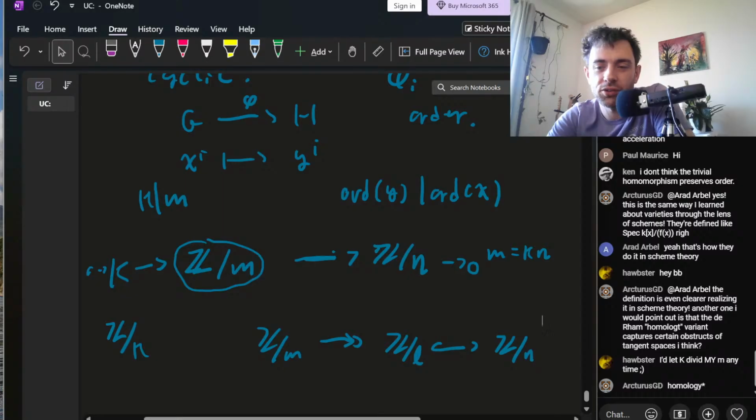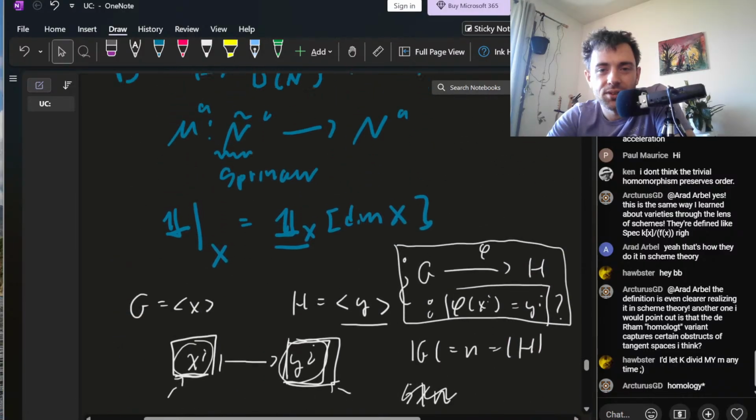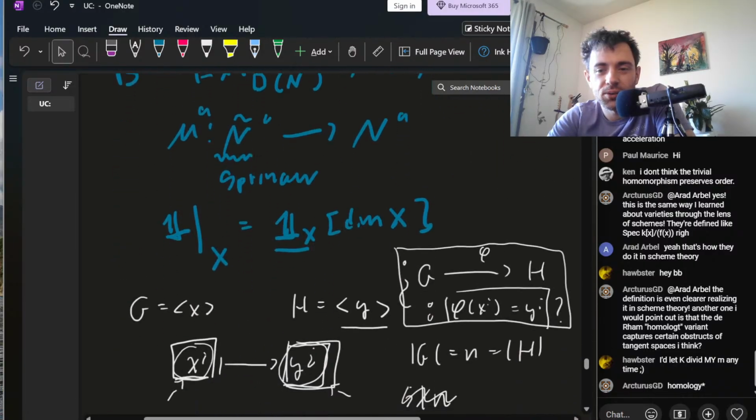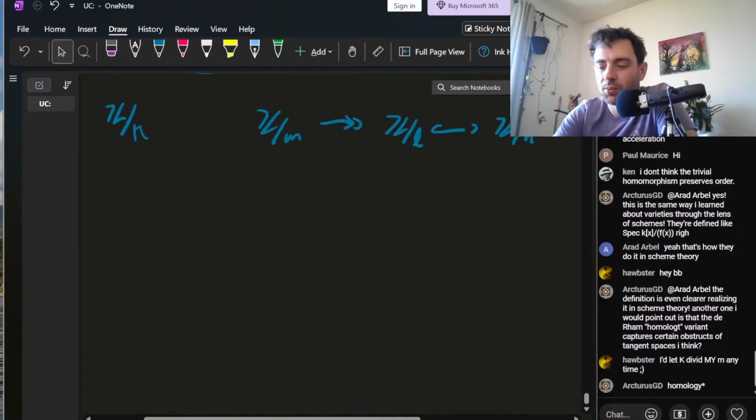But I'm finally going to get around to it. Fimnel, I don't know if you're even still here, but I'm going to finally talk about triangulated categories a little bit. So, what is a triangulated category? Why is a triangulated category?